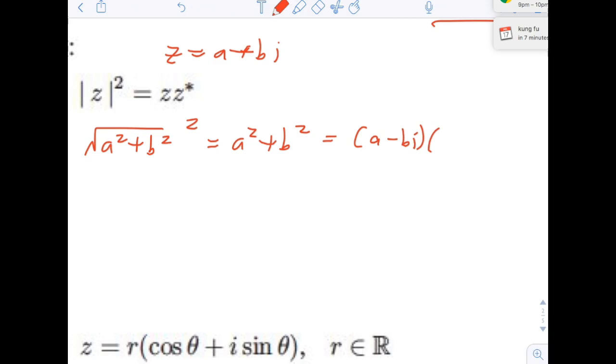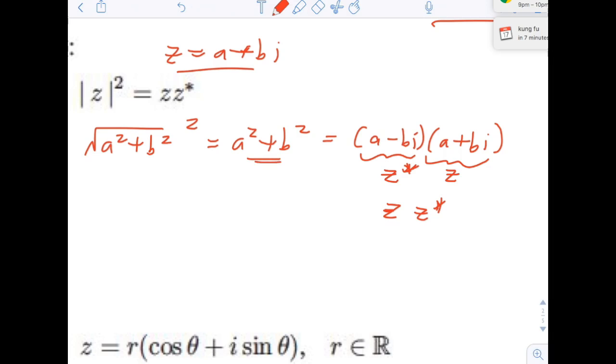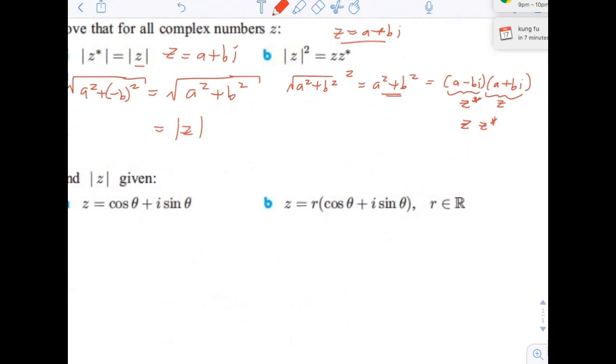Well, if we have A squared plus B squared, isn't that equal to A minus BI times A plus BI, right? And if we know that that's equal to A minus BI times A plus BI, then we know that it's equal to Z and Z conjugate, because A plus BI is defined to be Z, and then A minus BI is, of course, Z conjugate. So we've shown, it's like either way it works, right? So Z modulus squared and Z times Z conjugate are both going to equal A squared plus B squared. Okay, so there's our proof for that.